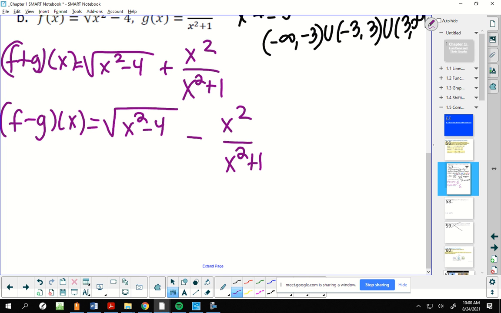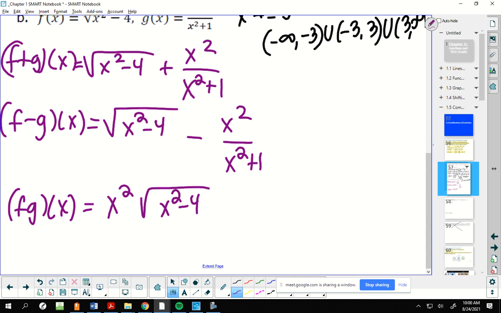And then multiply. So we're going to multiply these two. I'm going to do x squared times the square root of x squared minus 4. I just put the x squared in front of the radical because that's usually what we do. Divided by our denominator, x squared plus 1. So we took g of x times f.